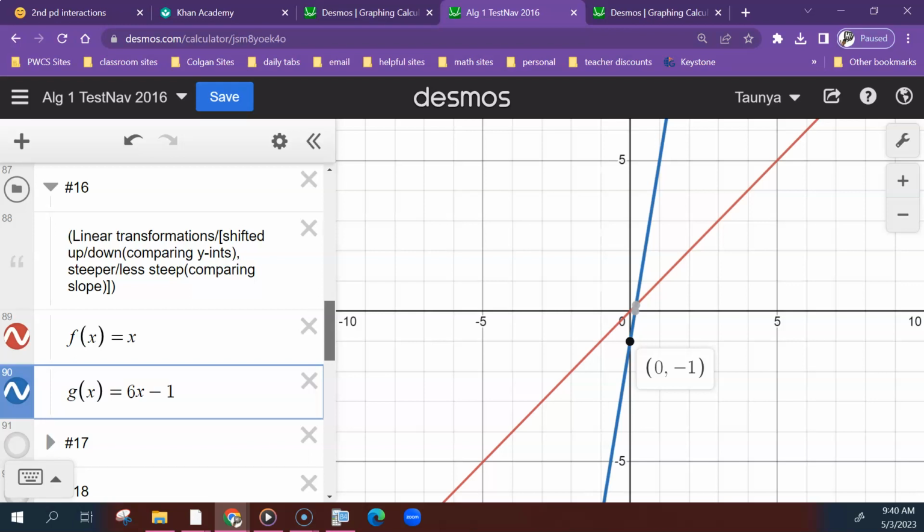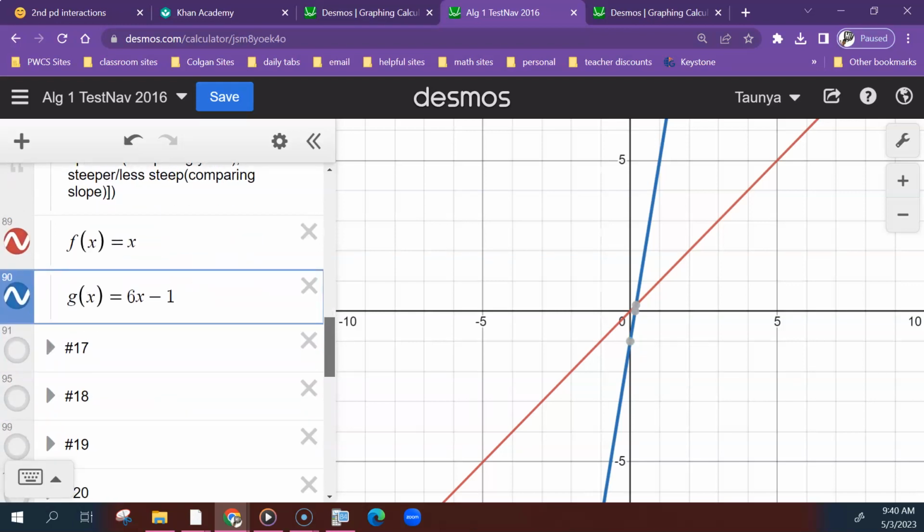And then the other one should be steeper or less steep. So if this is the original, this one is way steeper than this one. The 6 is greater than 1. So steeper was your answer for that one.